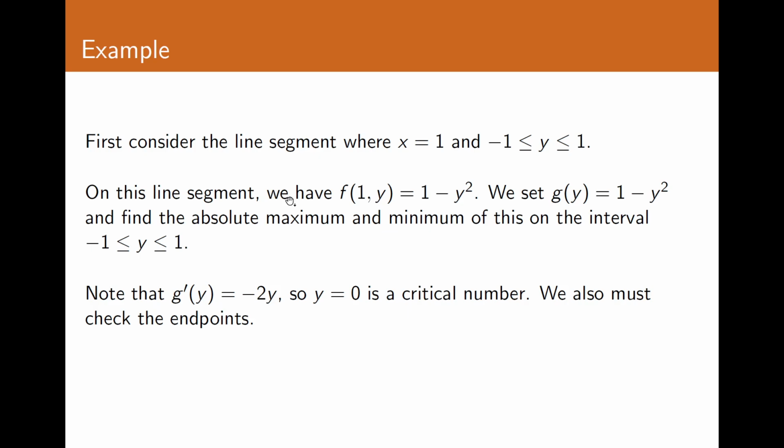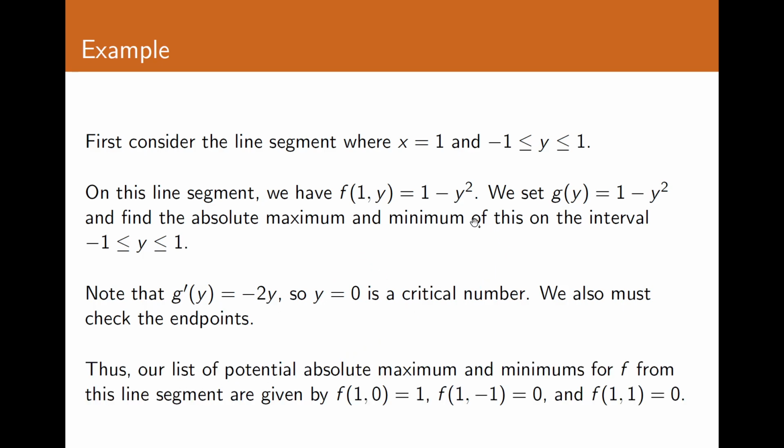So we see g prime of y is equal to minus 2y, so that gives me y equals 0 as a critical number. But this is a function of a single variable over a closed interval, so we have to check the endpoints as well. So our list of possible absolute maximums and absolute minimums of f that come from the line segment where x is equal to 1 are just (1, 0), which came from the interior, and that gives us the value of 1. And then we look at the endpoints of our interval, when y is equal to minus 1 and when y is equal to 1. Each of those gives us 0.